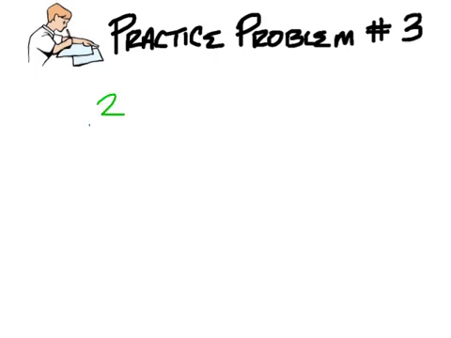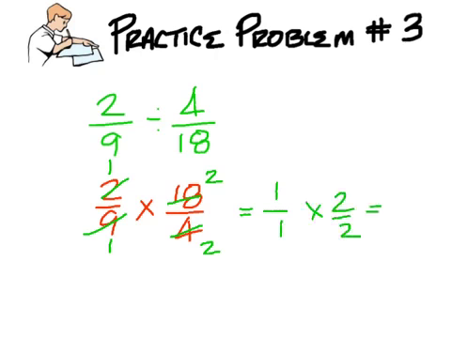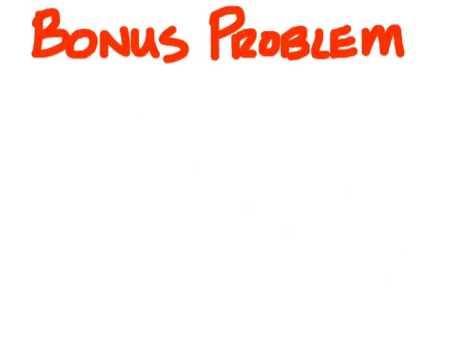Practice problem 3. 2 over 9 divided by 4 over 18. For the practice problem, it's 2 over 9 times 18 over 4. Look at what happens here. 9 into itself once, into 18 twice. 2 into itself once, into 4 twice. That's what you're left with. 1 should be the answer.